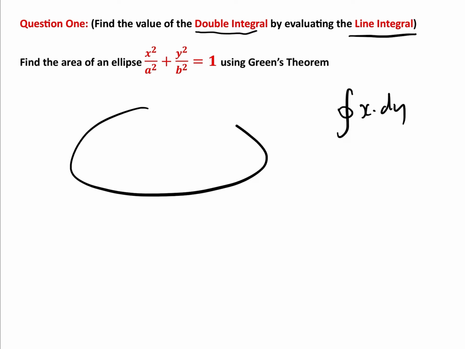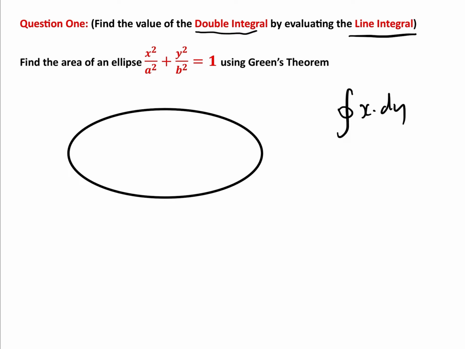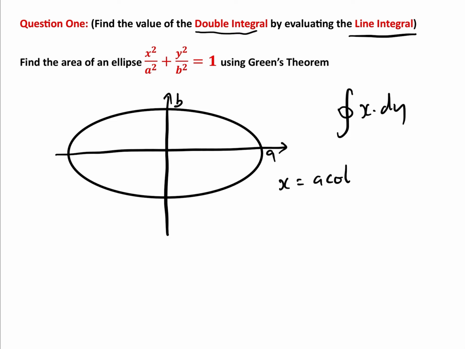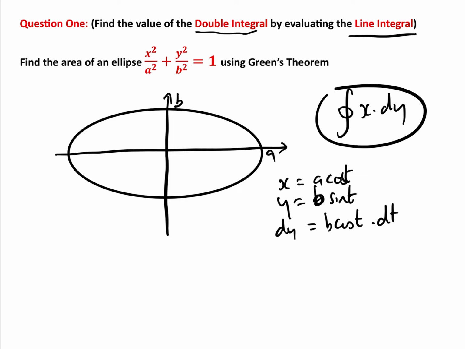So let's just draw our ellipse like this. Okay, good, that's not too bad. Then we have b here and we have a here, and we're going to use the parameterization: let x equal a cos t and y equal b sin t, and therefore dy equals b cos t dt. So all we need to do now is this.